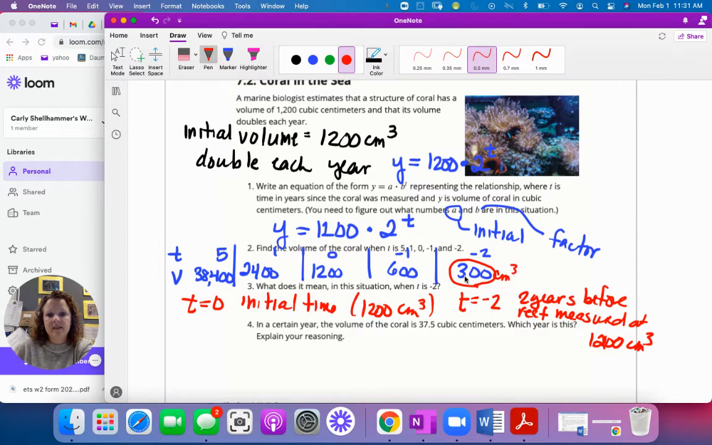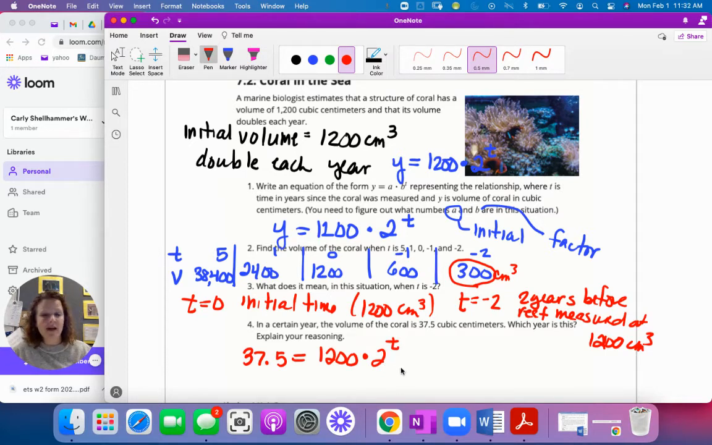And then it doubled to 600, then it doubled to 1200, then it doubled to 2400, and then, okay. In a certain year, the volume of the coral reef is 37.5 cubic centimeters. Which year is this? Explain your reasoning. Okay, so if we know the volume is 37.5, and the initial amount was 1200 times 2 to the t, we're trying to figure out what year this was.